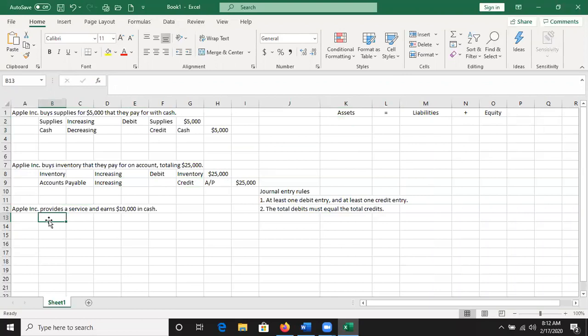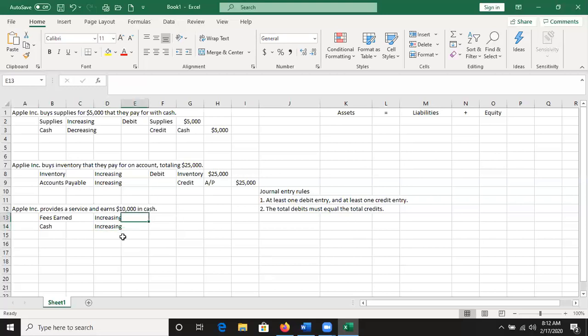And now I'll go do this last one a little quickly just in case it's repetitive. Apple provides a service and earns $10,000 in cash. So when you provide a service, you could call it two things: fees earned or service revenue. So again, they're providing something, so they're earning money for something they provided. That's a revenue. So fees earned, and they're receiving cash, the problem says, so cash. Cash is easy. When you receive cash, $10,000, increase. Fees earned, whenever you earn a revenue, it means that your revenue total is increasing.